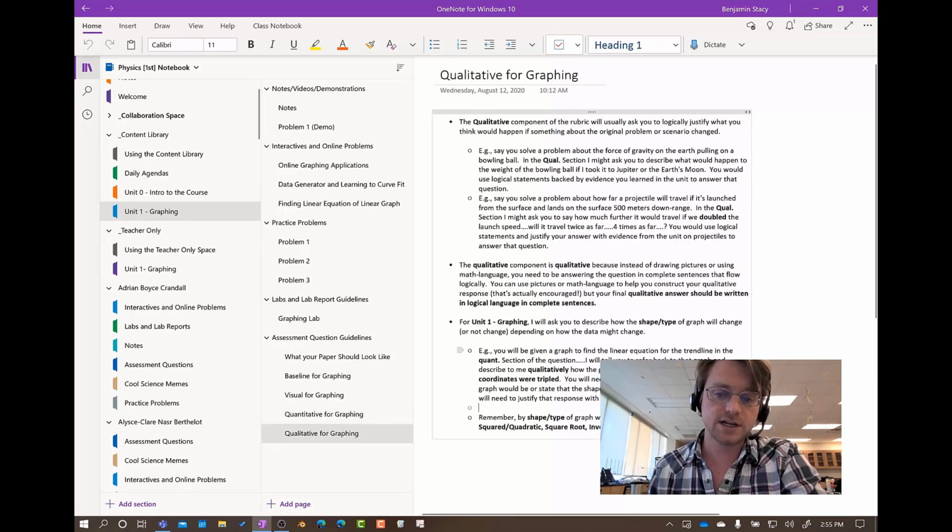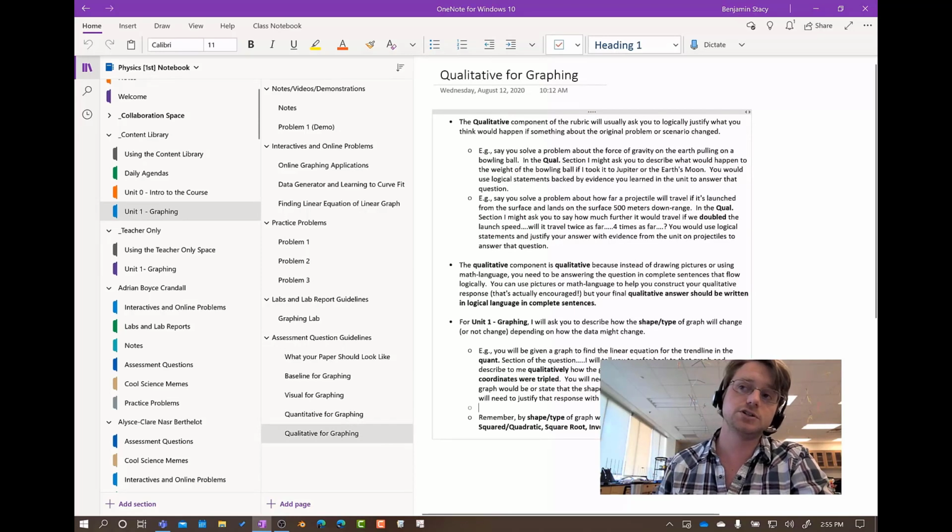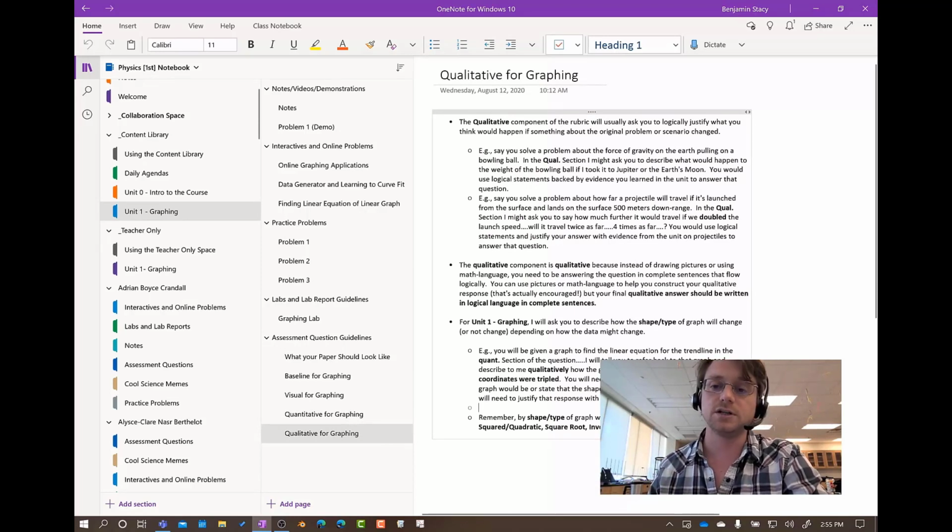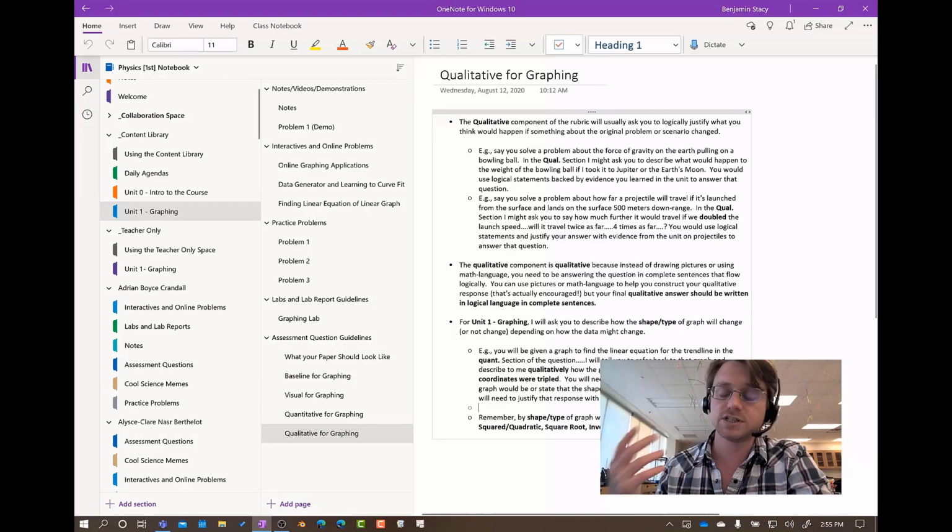Qualitative for the physics class, I'm going to ask you if something changes, how is something else going to be affected? How is it going to be affected, or how is it going to stay the same? Something like that. So the qualitative for graphing is about certain maybe coordinates all being shifted, what would happen to the shape of the graph. This is going to be something you answer with 5 or fewer sentences in English, complete sentences, and you just want to write that down logically. Give me some logical sentences.